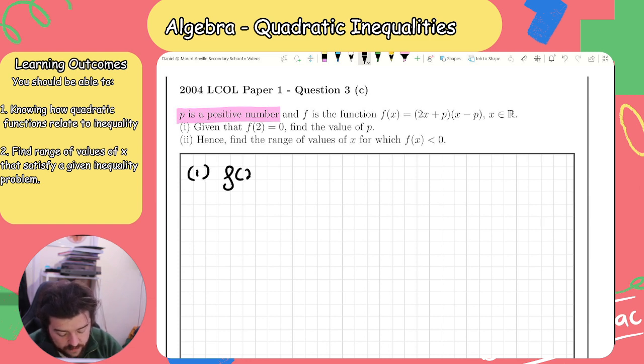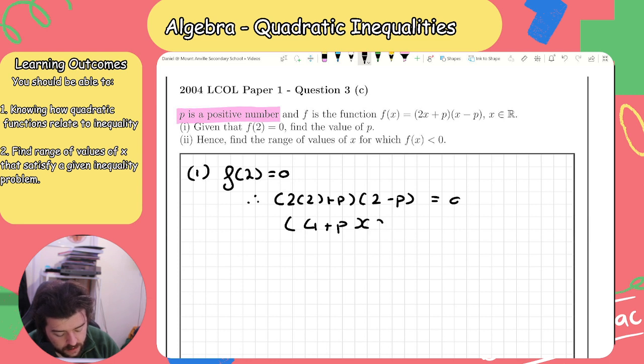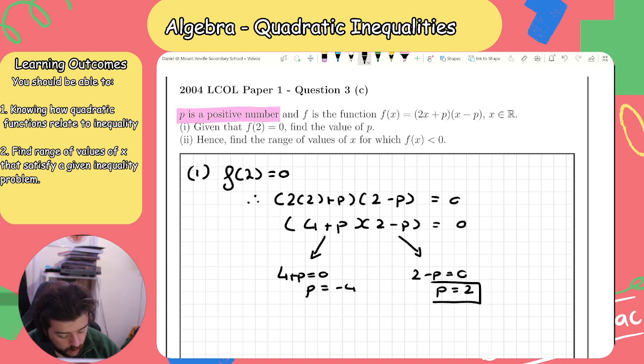So f of 2 equals 0. Therefore, my input is 2. So I'm replacing x here with 2. That's going to be 2 times 2 plus p, times 2 minus p, equals 0. 4 plus p times 2 minus p equals 0. I have two factors equal to 0, so I can just let them both equal 0. So 4 plus p equals 0, p is equal to minus 4, and 2 minus p equals 0, p is going to equal 2.